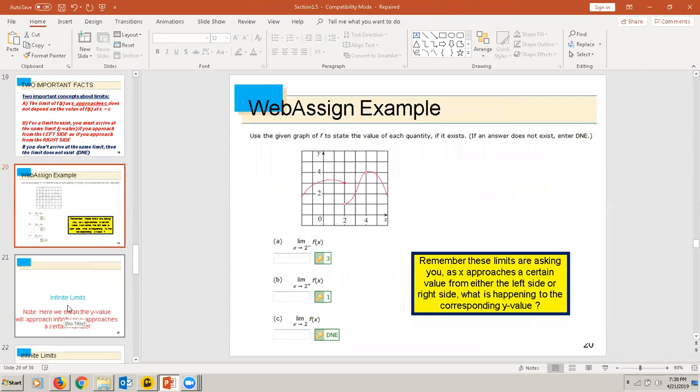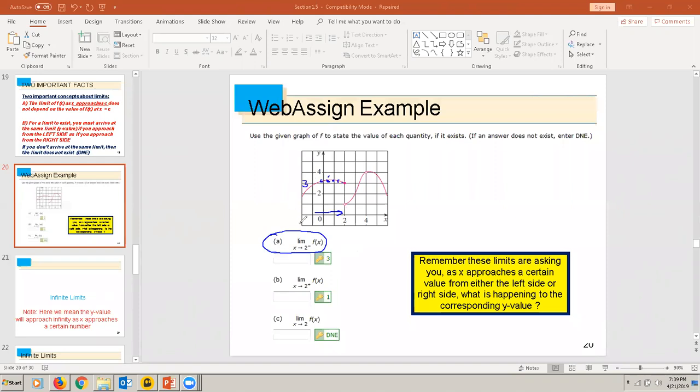All right, let's go to a WebAssign example. This is a homework problem you'll be working on. They're giving me a graph, and the first question in part A is, what's the limit as x approaches 2 coming in from the negative side? On the x-axis, let me approach 2 coming in from the left side. I'm getting closer and closer to 2. What's the y value doing? Let me draw some blue dots on the curve as x approaches 2 from the left side. I'm noticing the y value is getting closer and closer to 3. This is not labeled here, but this horizontal line is y equals 3. So the answer to part A is 3.